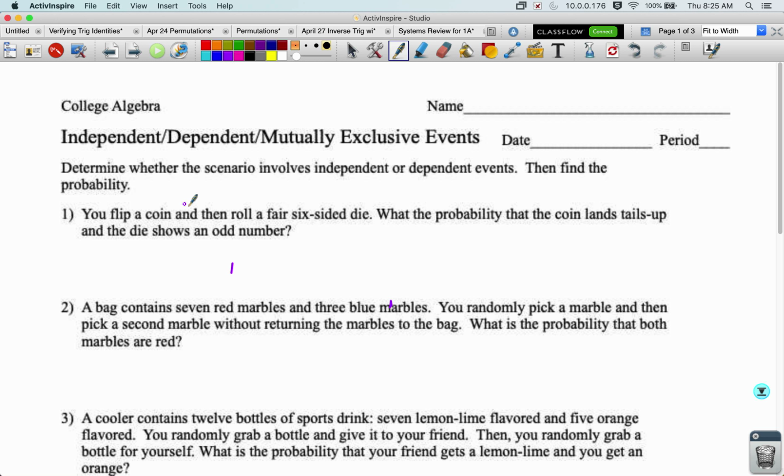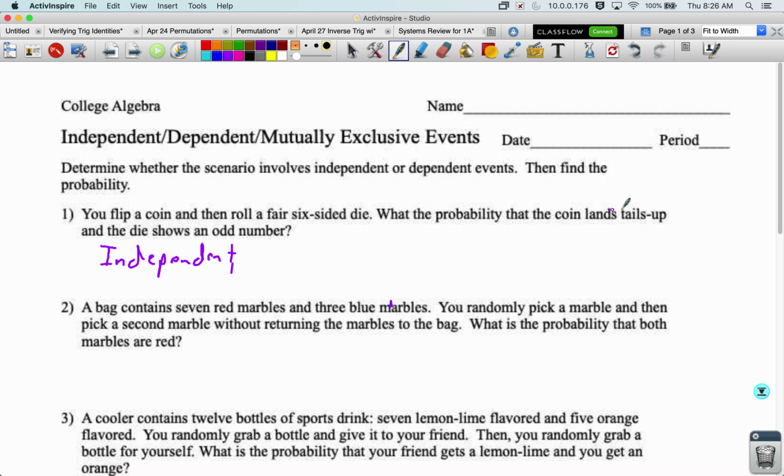Alright, so you flip a coin, then roll a 6-sided die. What's the probability that the coin lands tails up and the die shows an odd number? To figure out if these are independent, you just have to ask, can flipping a coin influence the outcome of a die? It cannot, so these must be independent. And when they're independent, you can just multiply their probabilities.